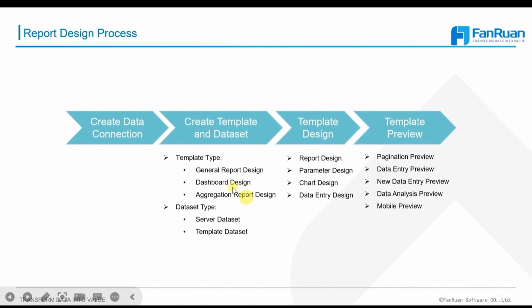The second step is to create template and dataset. After adding the data connection, you need to add a template. Data connection is used for the entire project and does not extract data from the database. So you need to add dataset in the specific template and extract data from the dataset through the data connection.